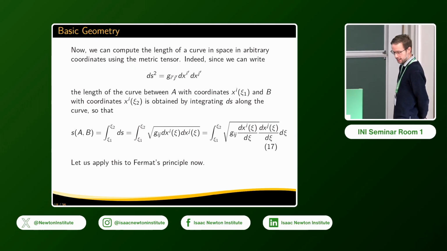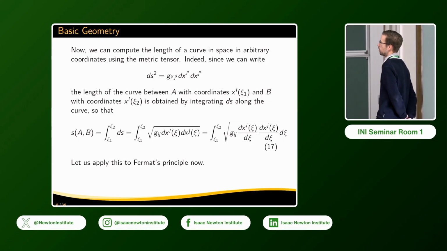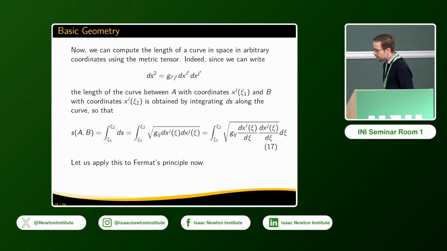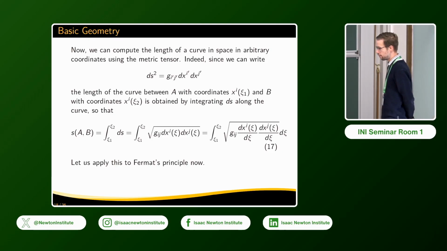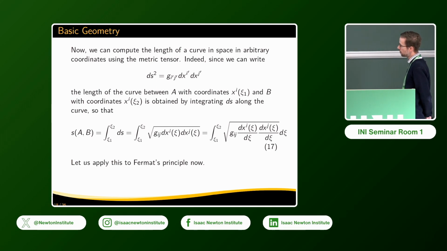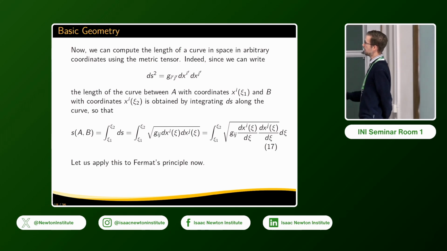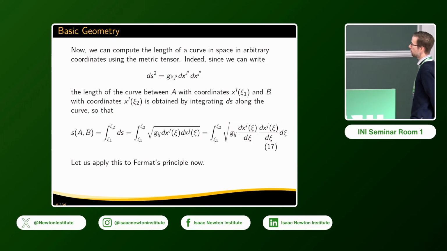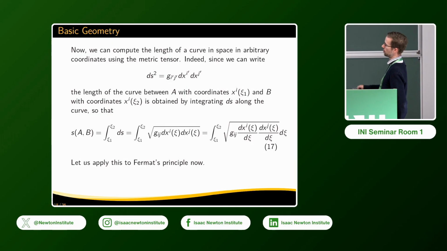And then in this case, I'm going to start to relate some geometry in here. There's very interesting geometry going on. So I can write the length of a curve in space in arbitrary coordinates, supposing that I have some metric tensor, which I'll call G. Then you can compute the length of the curve between two points A and B in some coordinate system by integrating the element ds along that curve. So you have this very nice formula for S in terms of the metric G.